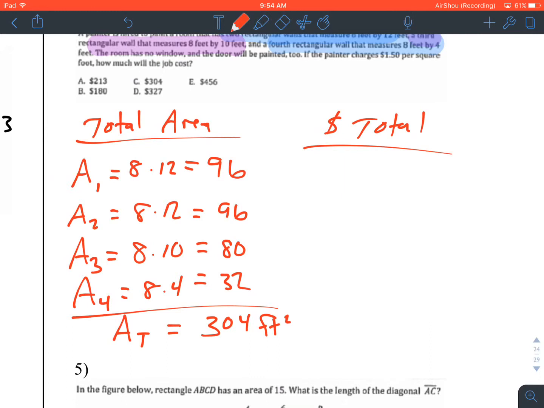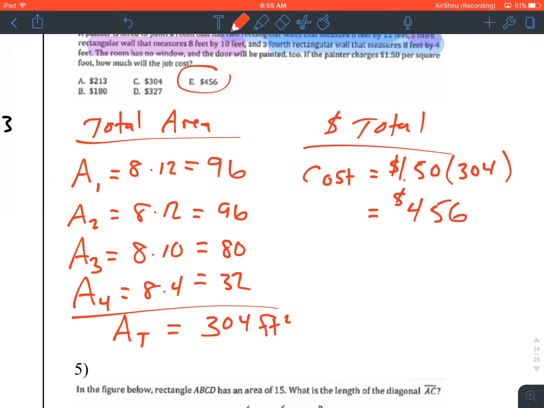The painter charges $1.50 per square foot. So the cost is going to be the dollars per square foot times how many square feet. That's going to end up being $456. Done.